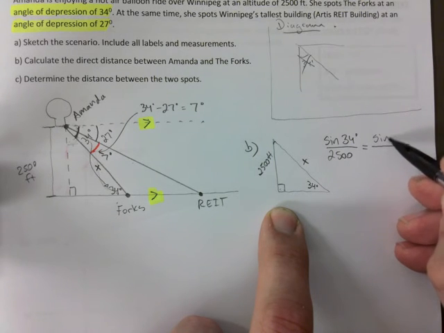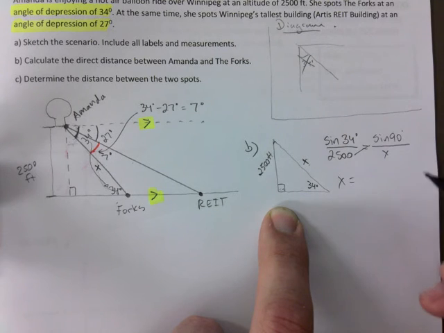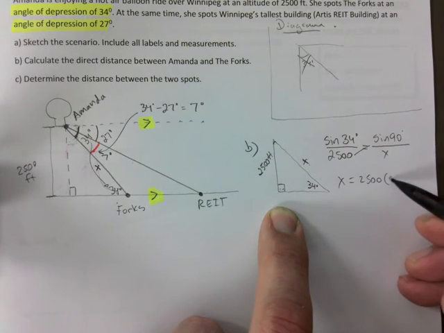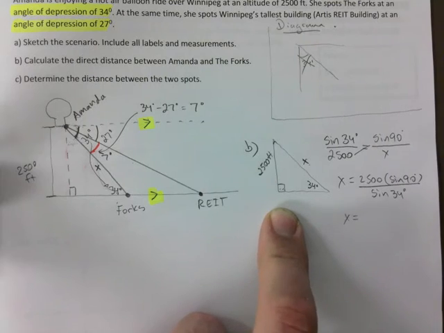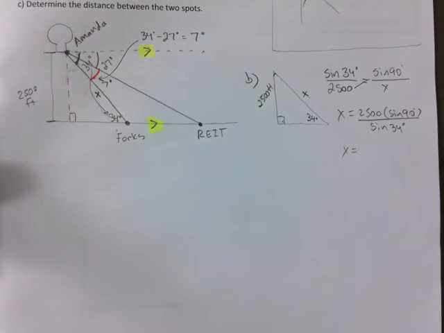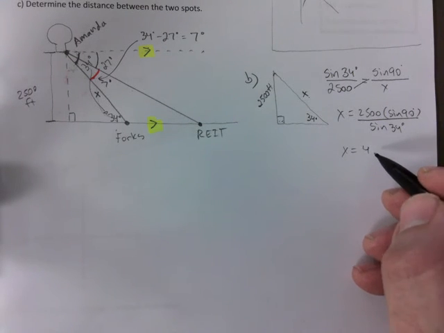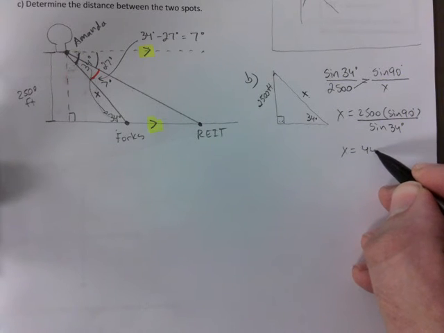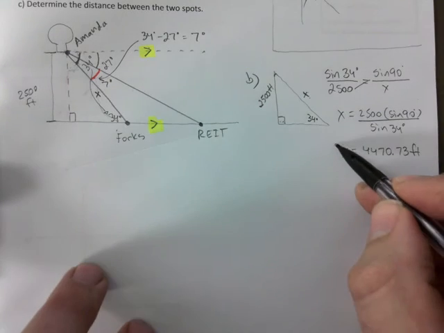Okay, so sine of 90, which is this one, over the side that I'm interested in, cross multiply and divide. Sine of 90 is just 1, so it's really just looking pretty there. And that 2500 divided by sine of 34, that's 4,470.73 feet. Boom, you're done.